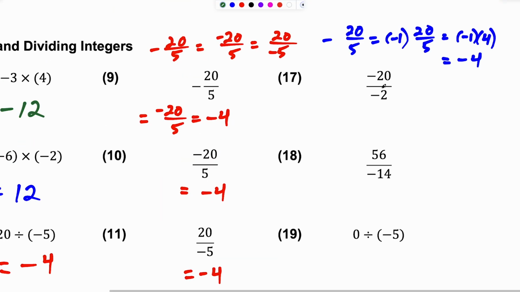Same answer. Question 17, we have negative 20 divided by negative 2. So we're dividing two negatives, so the quotient is going to be positive. And then we just have to know that 20 divided by 2 is equal to 10. So our answer works out to positive 10.